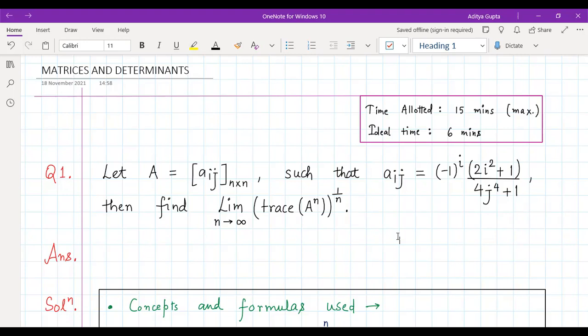So you can pause the video, give the question a try, and then return to have a look at the solution. So I hope you all have tried. Now let's see how the question can be done.